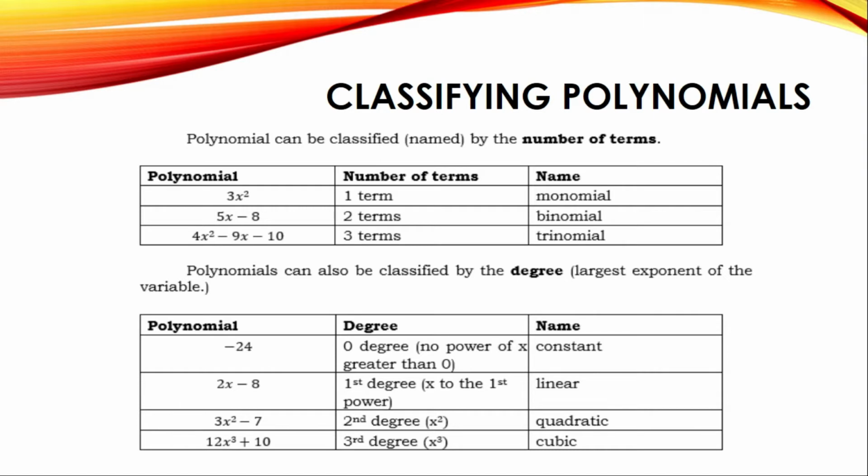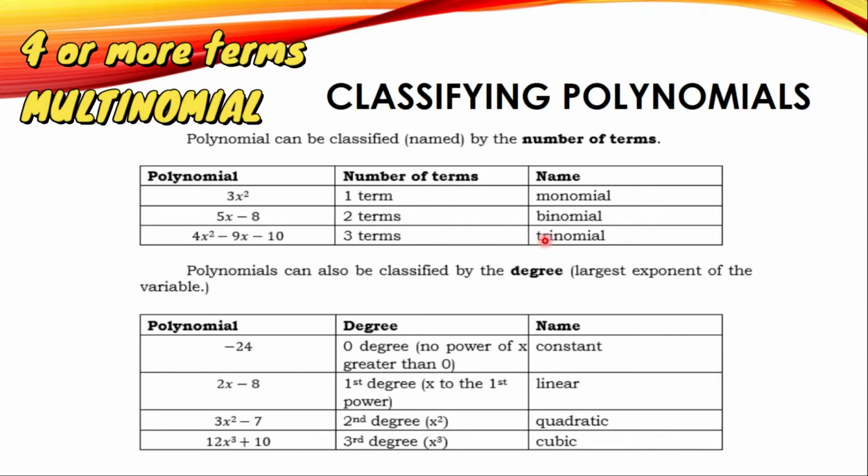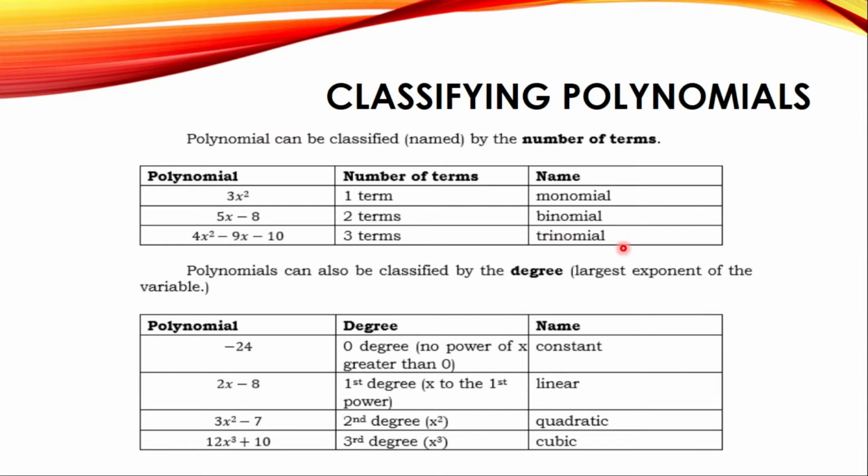If the polynomial has only one term, it's like this one, it is called monomial, based from the prefix mono, which means only one. If there are 2 terms, it is called binomial. 3 terms, trinomial. 4 or more terms are called multinomial. And the next factor that we consider is the degree, the largest exponent of the variable.